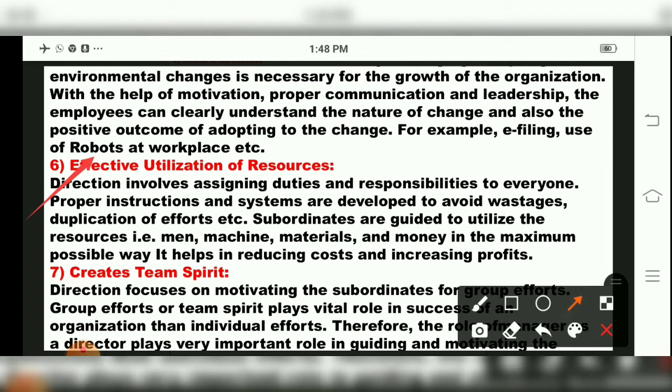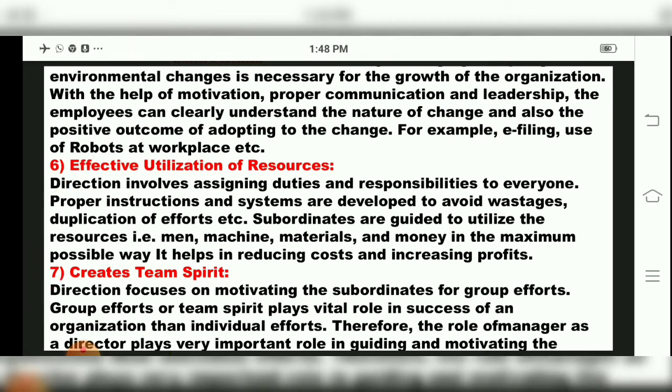Now our next point is what? Create team spirit. Team spirit is more important to get any work done, to accomplish that work. It is most important that we have teamwork. Team spirit should be there for the success of any company or organization, children. Teamwork is more important. So here the direction focuses on what? Motivating the subordinates for group efforts. So group efforts or team spirit play a vital role in the success of an organization, rather than an individual effort.